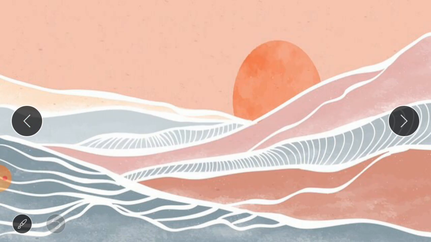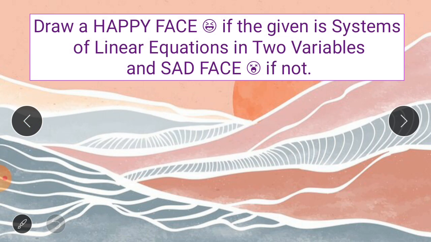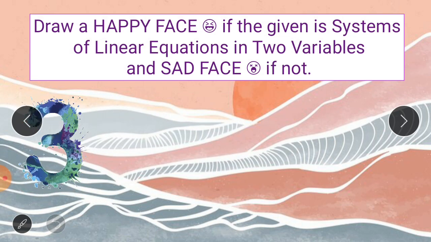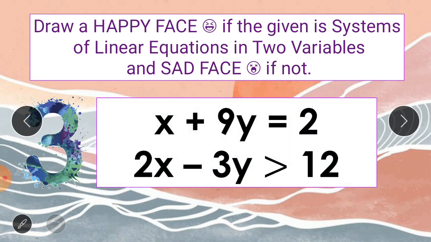Let's proceed with number 3. Same direction. These are the given: x plus 9y equals 2, and 2x minus 3y is greater than 12. I'll give you 3 seconds to answer. 3, 2, 1. Okay, let's see.